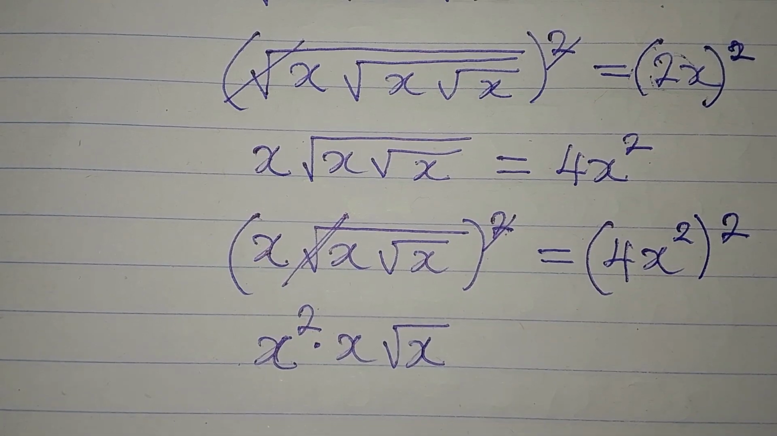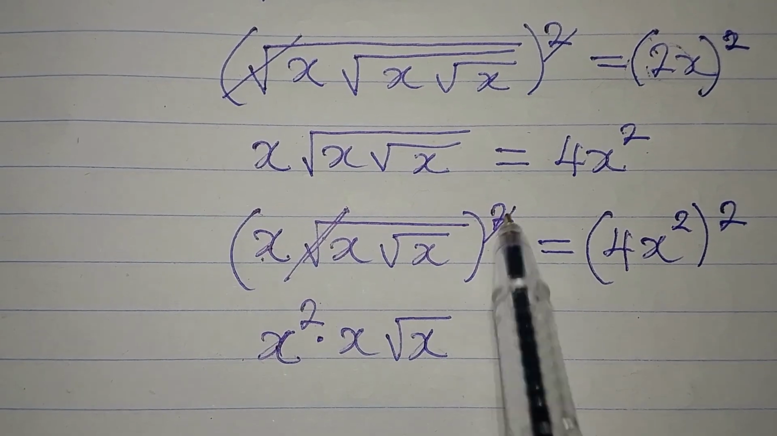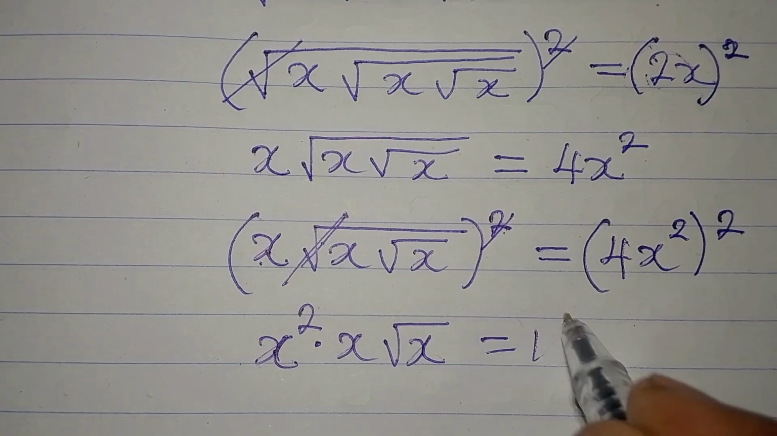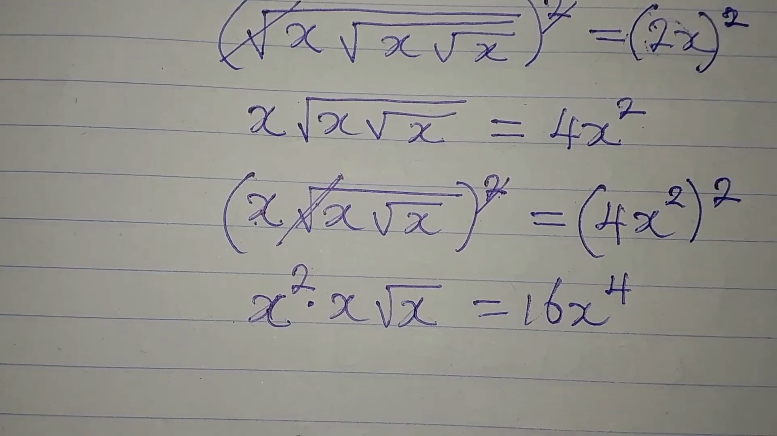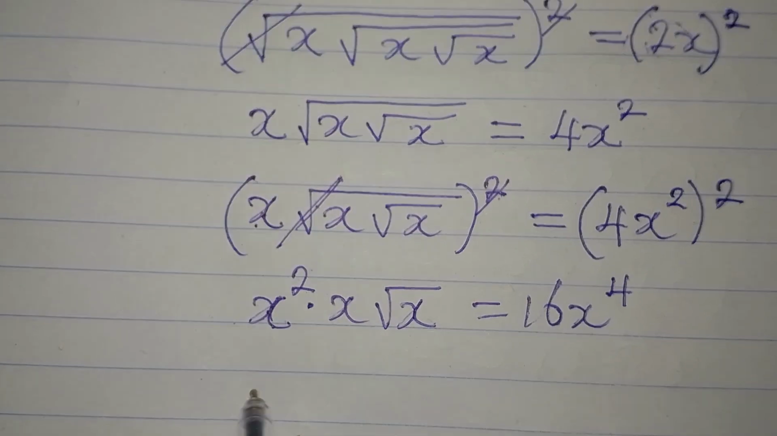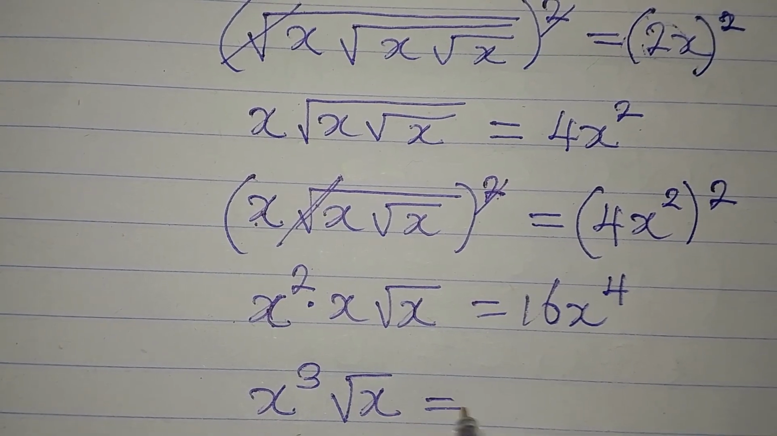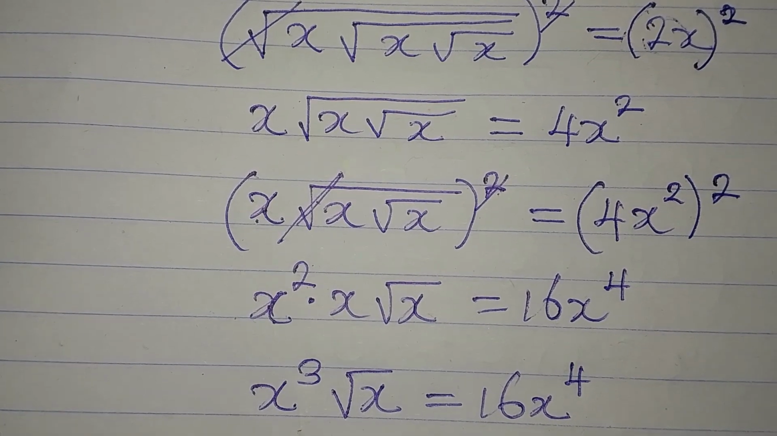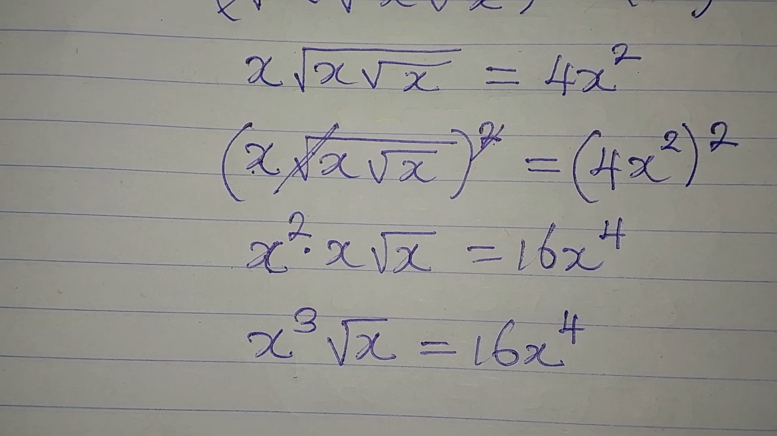Okay, x to the power of 2, x squared. Then this can now cancel that. Now 4x squared times 4x squared is 16x to the power of 4. So when you multiply these two, you have x cubed, then you have root x equals 16x to the power of 4. So what again do I do from here?